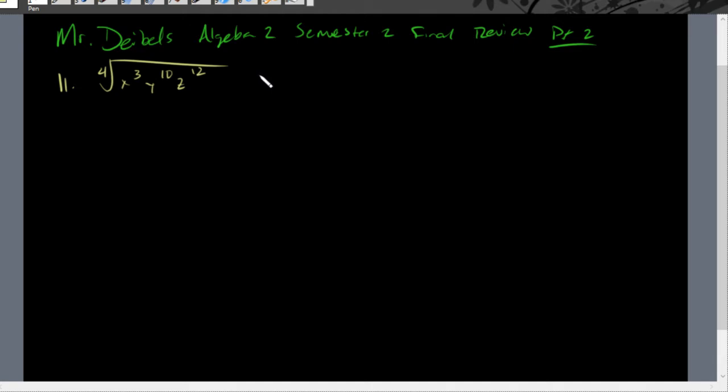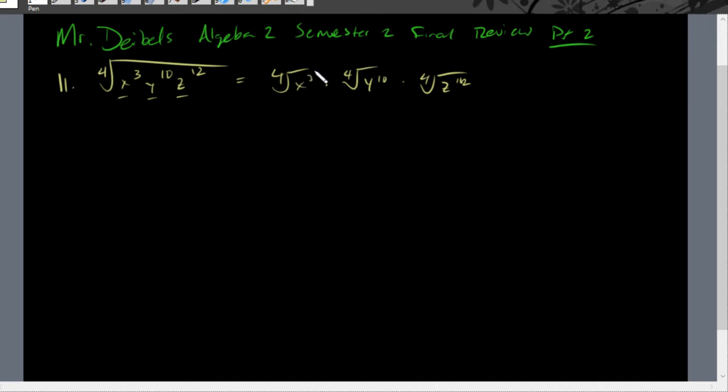So what you want to do here is treat this as separate things, right? You want to take the fourth root of x to the third, the fourth root of y to the 10th, and the fourth root of z to the 12th. Once you get the hang of these, this won't be necessary, but I'm just doing it for now.